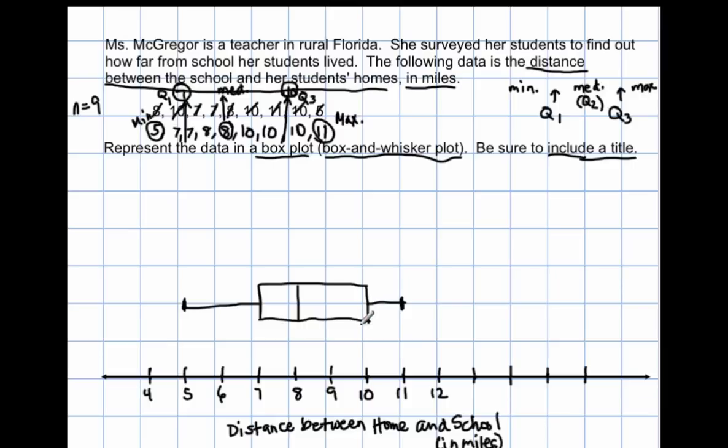And in looking at this, we now have a great summary of the data. We don't have to include all of the data points, but we have a good sense of where our lowest and highest data points are, where the middle of the data is, and where the middle 50% of the data lies. And we'll get into the next video after this, which will talk about interquartile range, and that will get into what is called a measure of variation.